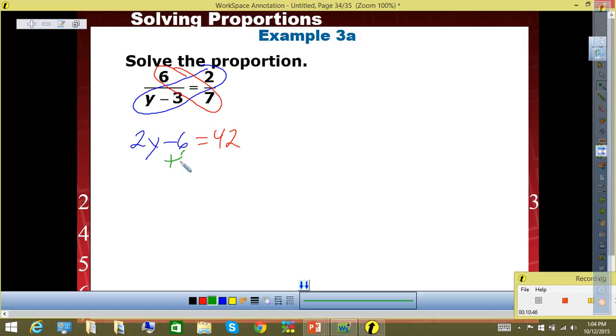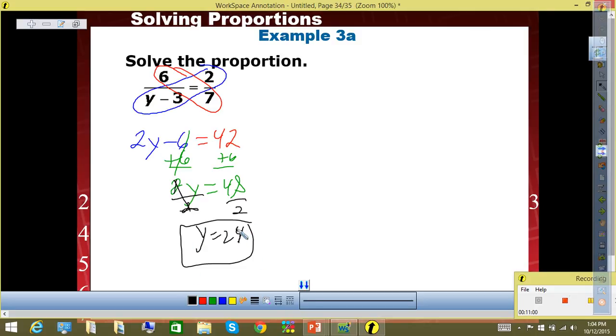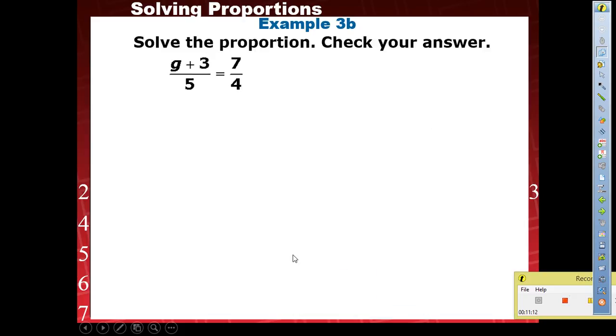So, plus 6, 2y equals 48. Divide by 2, divide by 2, y equals 24. Alright, be nice. Any questions with this? Pretty simple? Do this next one by yourself. We got g plus 3 over 5 equals 7/4. Solve, please. Copy and solve, go.